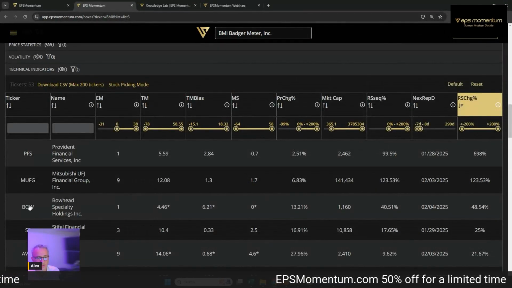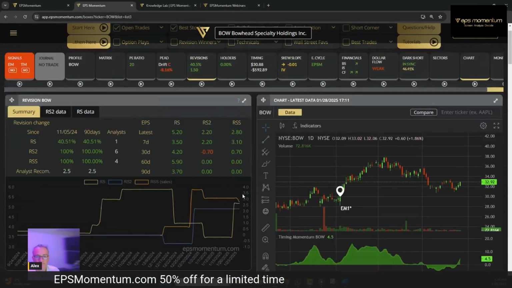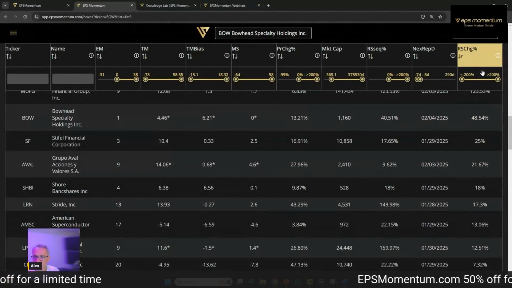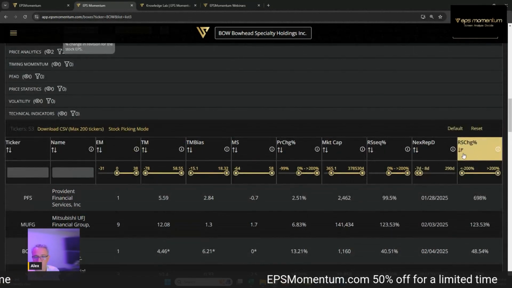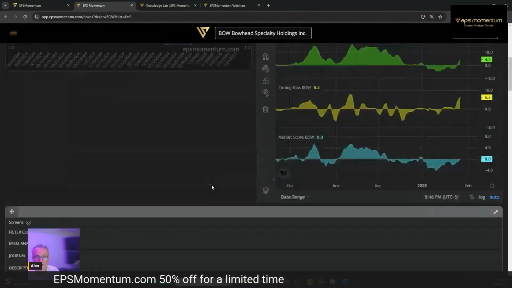So what I'm going to do is Bowhead Specialty Holdings. Let's have a look at this one. Positive revision as well. So again, very good things to filter for is the revision in the last 7 days just before earning. So this field is very important to give you an idea of where things are going.